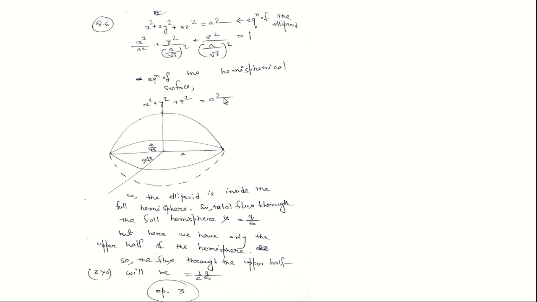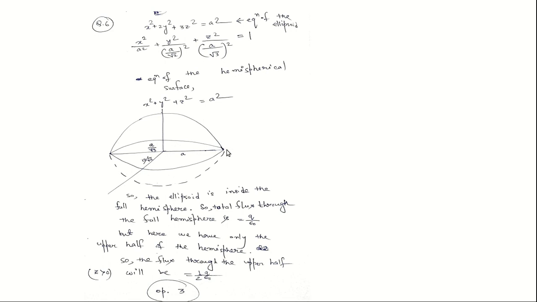Now this seems like a complicated problem, but it is not, because the ellipsoid x square plus 2y square plus z square is inside this hemispherical surface. If this surface contains the charge and the ellipsoid is inside it, that means the charge is inside this hemispherical surface. So that is a simple situation, right? The flux through the full sphere will be q by epsilon naught, and through half of the sphere it will be half of q by epsilon naught, so that is q by 2 epsilon naught.